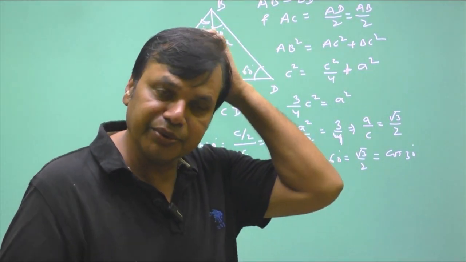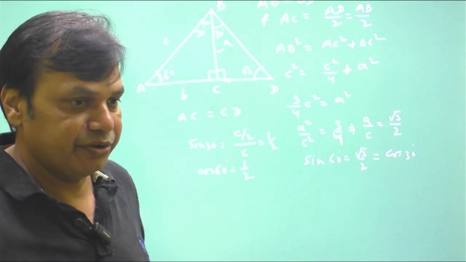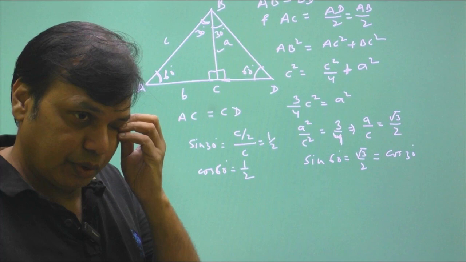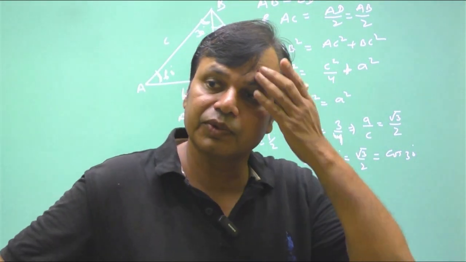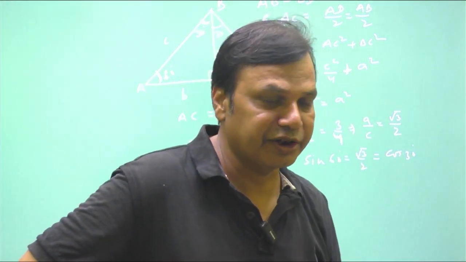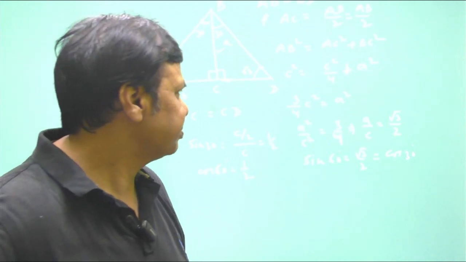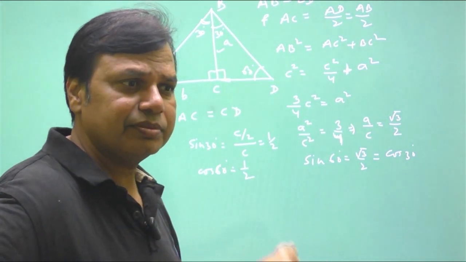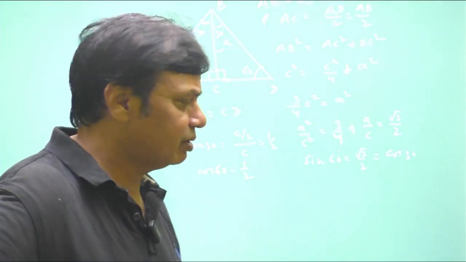So you can make your table. You know sine 0 degrees is 0 and cos 0 is 1. Later you will also be able to find sine 90, cos 90, and others like this. So these are the things we have gone through so far.